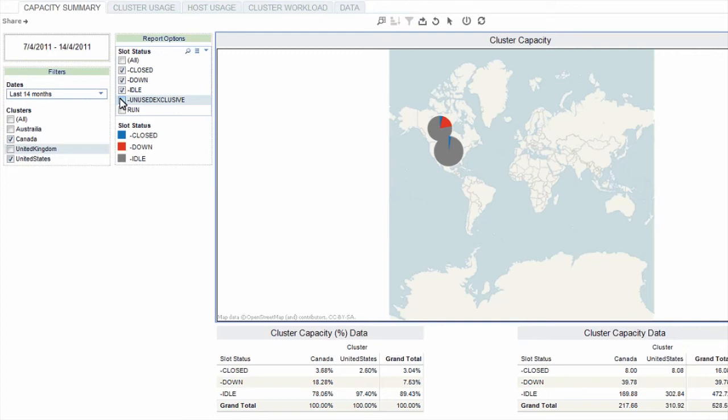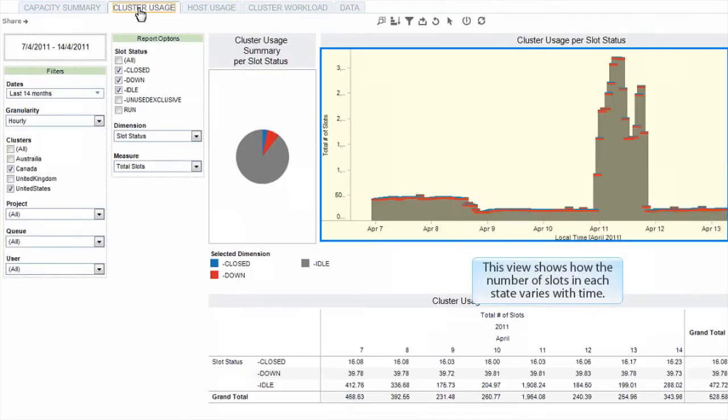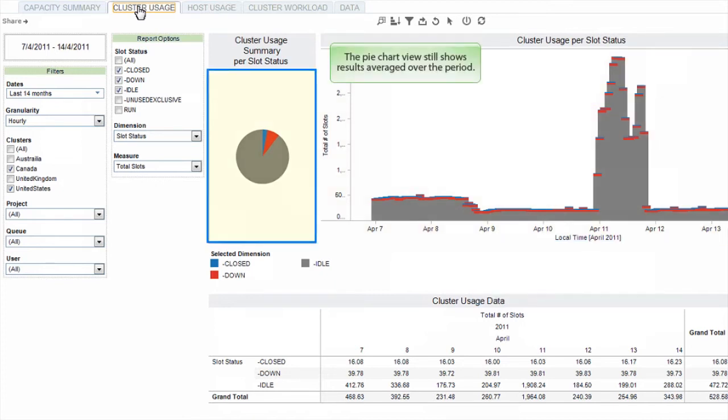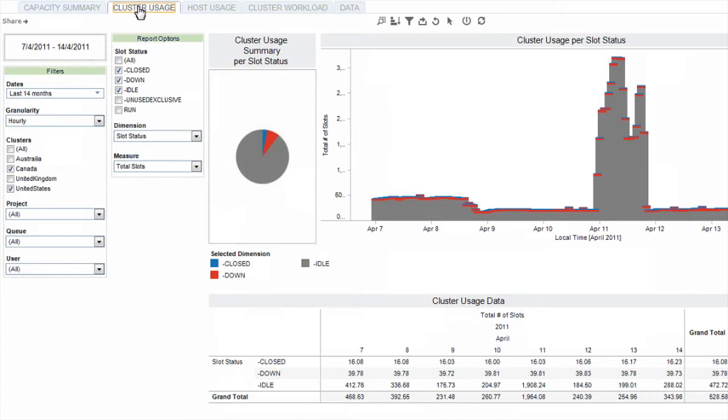To get more insight into cluster capacity, we need to add the dimension of time. I'll select the Cluster Usage tab. This view shows the number of slots in each state and how it varies over the time period. We also see the pie chart representing averages over the period. Notice that we're still filtering on closed, down, and idle slots on the Canadian and US clusters. Platform Analytics remembers what I'm interested in as I move between data views.